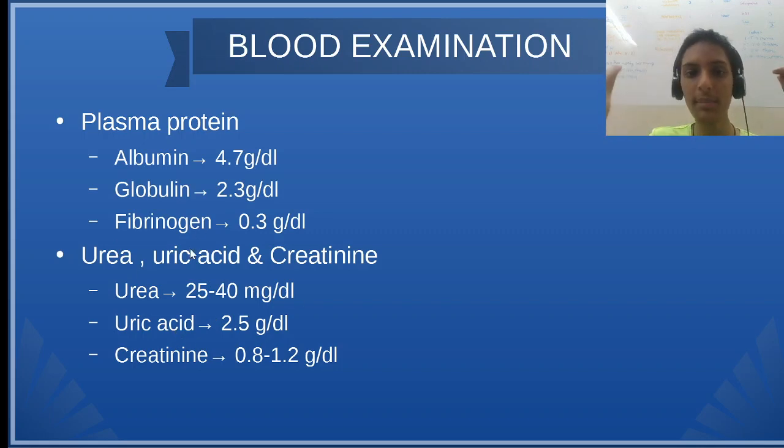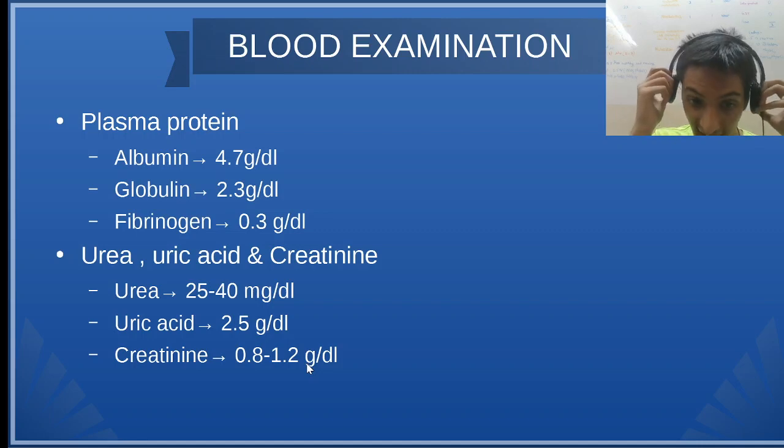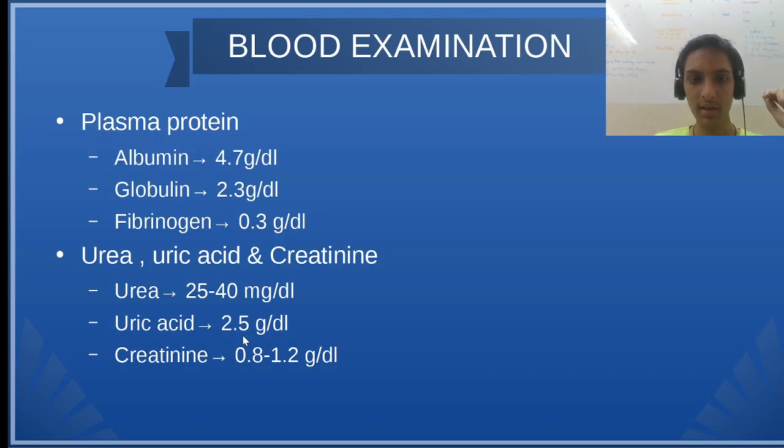Then coming to urea, it is 25 to 40. Remember, proteins will be grams per deciliter. Even this also will be milligrams per deciliter. Why so? Because they are NPN, non-protein nitrogenous substances. So urea will be 25 to 40, all in milligrams per deciliter. Uric acid 2.5, creatinine 0.8 to 1.2. And actually creatinine is a reliable indicator because it's excreted easily through the urine.